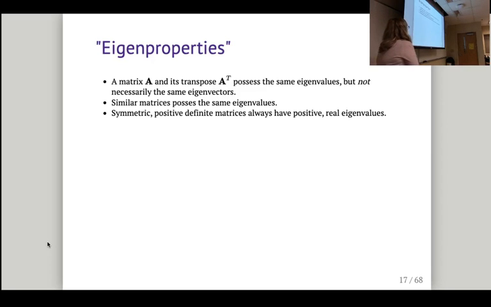So, properties of these eigenvalues and eigenvectors. A matrix and its transpose, so A and A transpose, will possess the same eigenvalues. They may not have the same eigenvectors. Those could be different. Matrices that are similar possess the same eigenvalues. And symmetric positive definite matrices always have positive real-valued eigenvalues. So again, that's another really attractive property of working with symmetric positive definite matrices if we can, because those eigenvalues will be positive and real-valued.